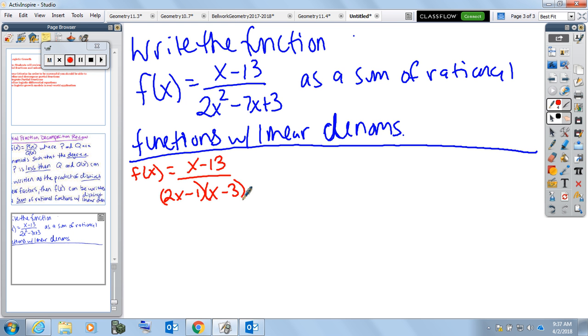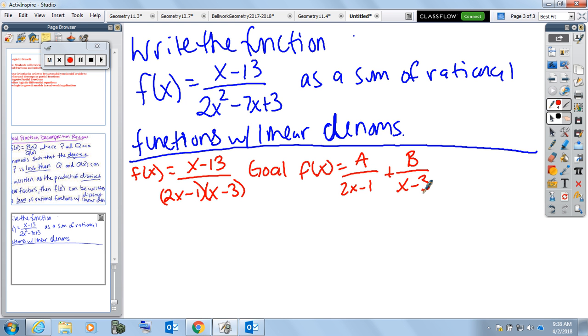Once again, you can do your own personal favorite method for factoring if you are not too comfortable with that on your own. So now our goal is to find a sum of this. Our goal is to find values such that f of x equals A over 2x minus 1 plus another value, B, we'll call it, over the other linear factor, x minus 3.